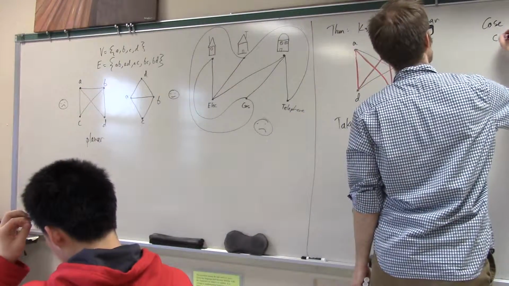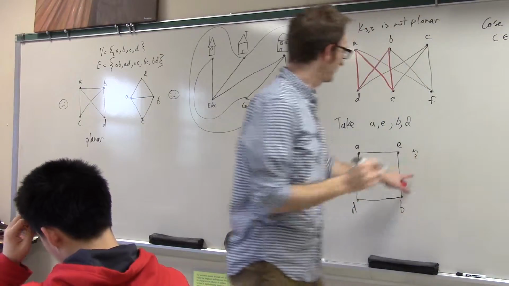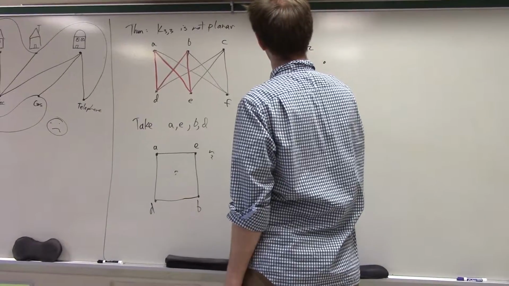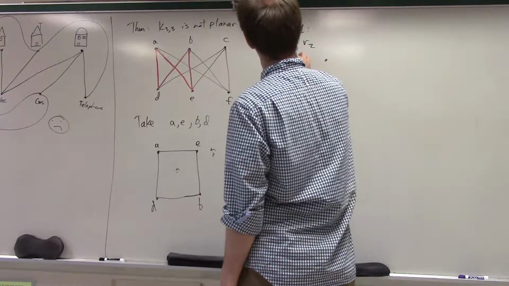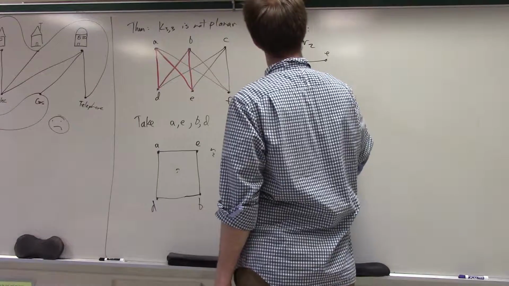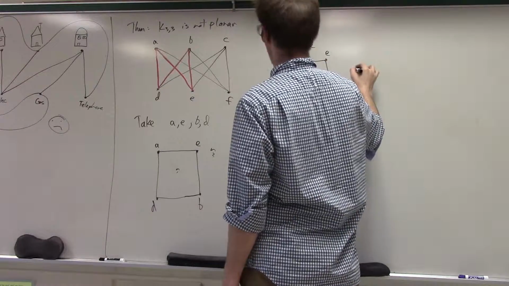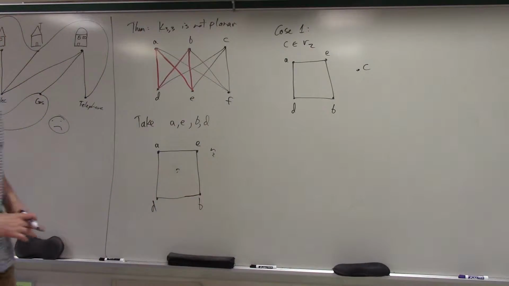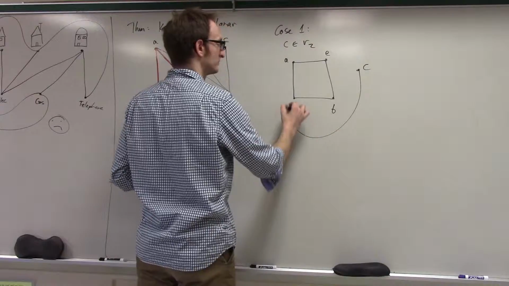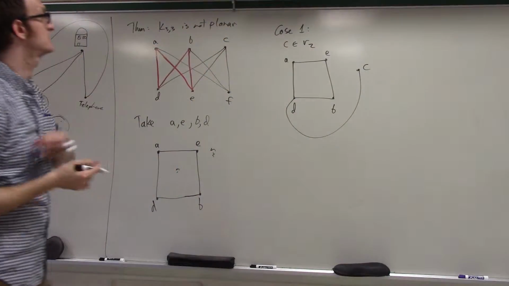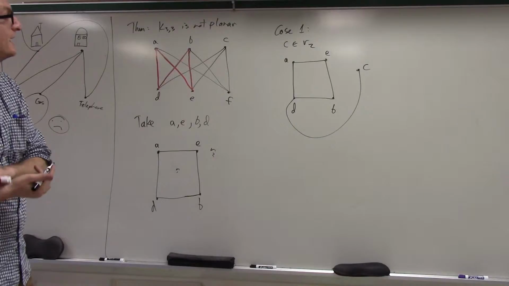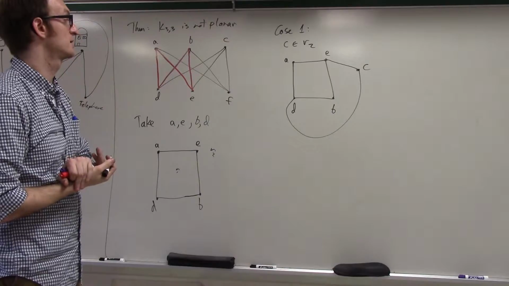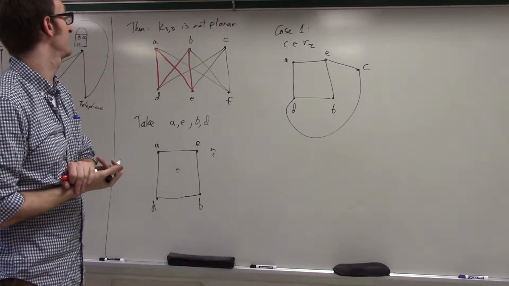So case 1, let's place C in region 2. Well, if we place C in region 2, then the picture looks like this, right? Here's A, here's E, here's D, here's B. D, A, E, and we have the C outside. Well, if we place C outside, what is C connected to? C is connected to D. Okay, that's fine. C is connected to E. That's fine. And C is connected to, wait, B.